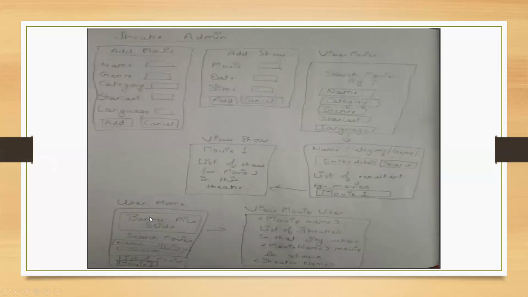Coming to user home. The user home has a banner pic on the top side. Admin can advertise here upcoming events or shows or movies, everything he can advertise here. The user will have the option to search for a movie by city. If he provides the movie name and city, I mean location, the list of movies and the show timings will be displayed.